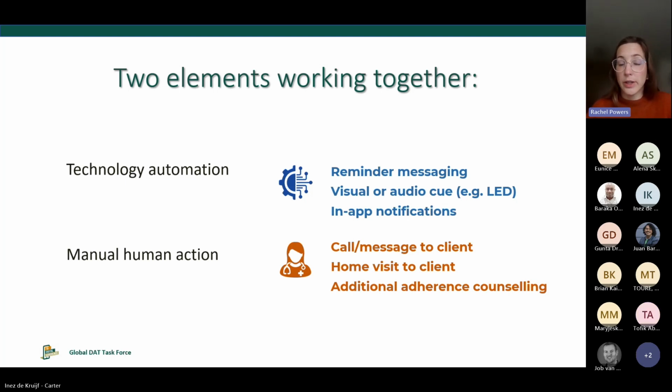It can be visual or audio cues. For instance, on the smart pillbox, there's an LED light and a small speaker that can give an alarm. We can also think about in-app notifications for things like Shared Here or the I Love VST app. When we're talking about manual human action, that's things like a provider call or an SMS to a client. It can also be a home visit to a client, or potentially additional counseling for when that client is at the health center, or requesting the client to come in for additional support.